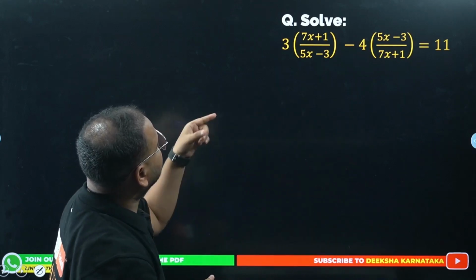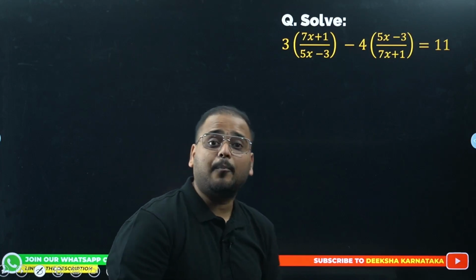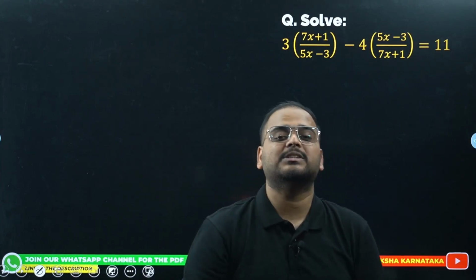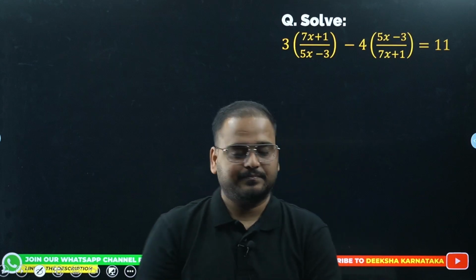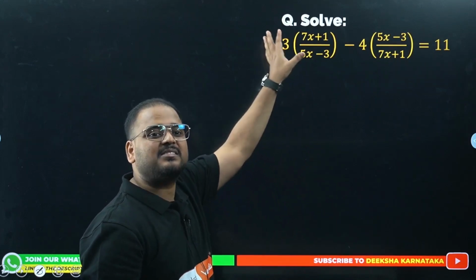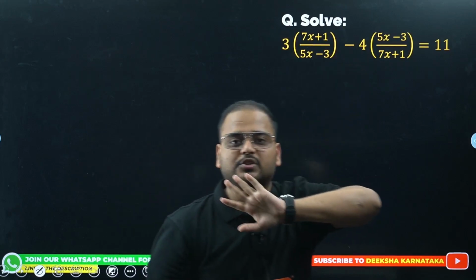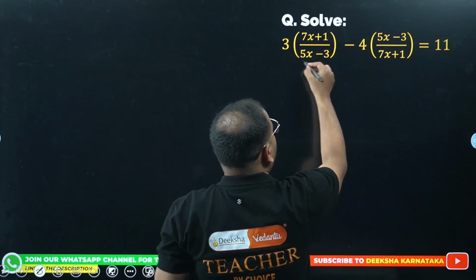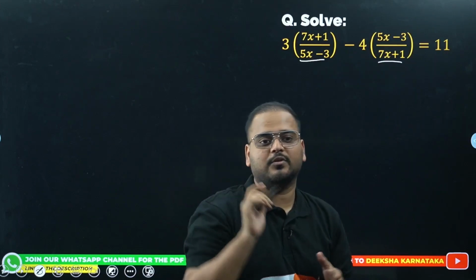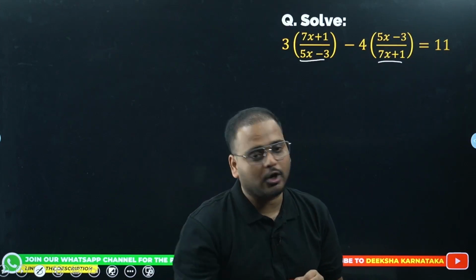So 3 times (7x plus 1) upon (5x minus 3) minus 4 times (5x minus 3) upon (7x plus 1) equal to 11. Okay. Can you see something here? If I start simplifying it, one way to do this question is take the LCM, cross multiply, simplify, and continue with the answer. You will get the answer for sure.